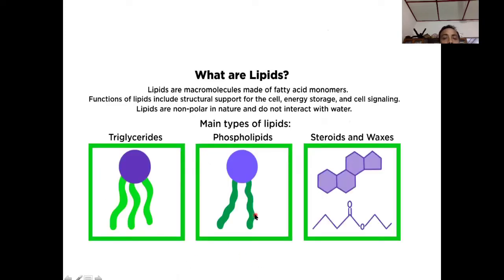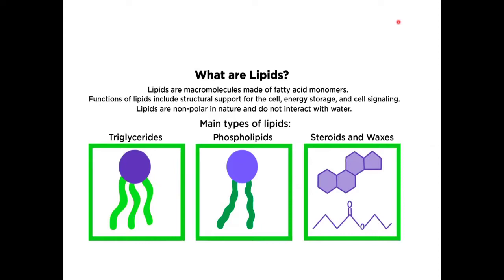So right now, what are lipids? Lipids are actually macromolecules made of fatty acids. Fatty acids means carboxylic acids. Long chain carboxylic acids are called fatty acids, the monomers. Functions of lipids include structural support for the cell, energy storage, cell signaling, etc. Lipids are non-polar in nature and do not interact with water.